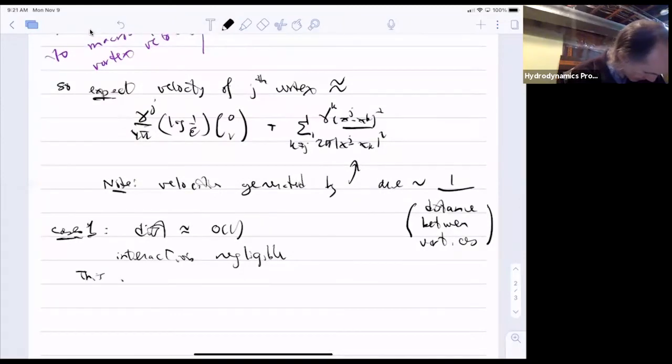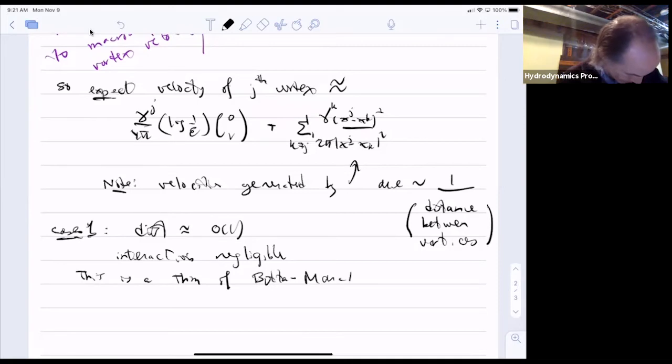This is a theorem of Buta and Marchioro, which was published this year. And so I thought that we might have time to talk about this, but I've decided it's too much, it would take too much time.